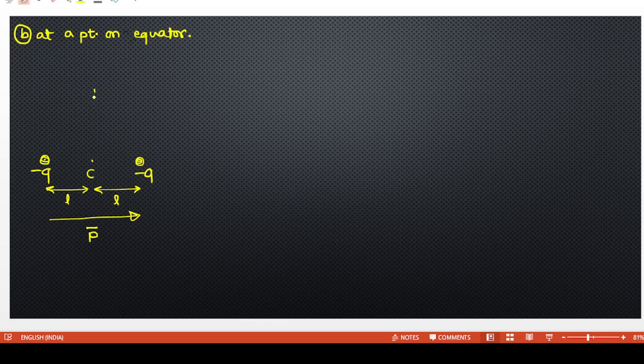Now this line which is passing through center and perpendicular to axis, axis means line passing through both the charges. Line passing through center and perpendicular to axis is called as equator. So write the name of this line. This line is called as equator, not equation. It is equator.